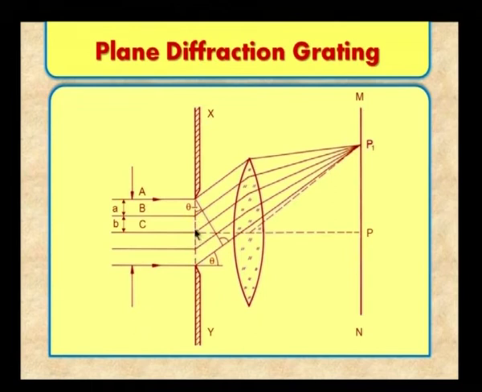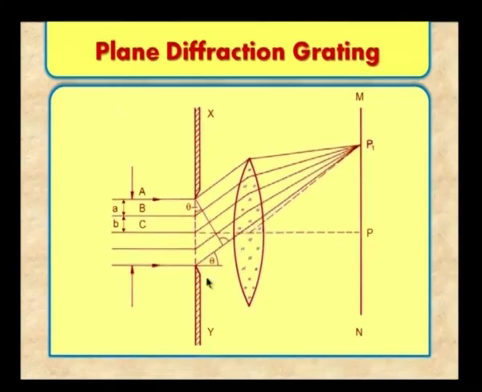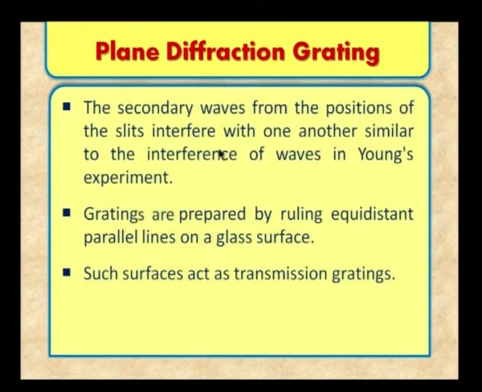A plus B is called the grating element, and you see here light coming here will undergo a bending, getting diffracted, and because you have got a lens here, all the light rays which are undergoing diffraction are bent, and they will come to a focus at the point P1, right. Otherwise the light wave would have gone to the point P. The lens is there to focus the light rays which are being bent, and you get a focus at the point P1. Okay. The secondary waves from the positions of the slits interfere with one another, similar to the interference of waves in Young's double slit experiment.